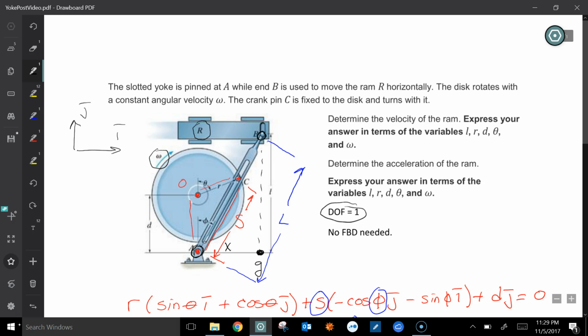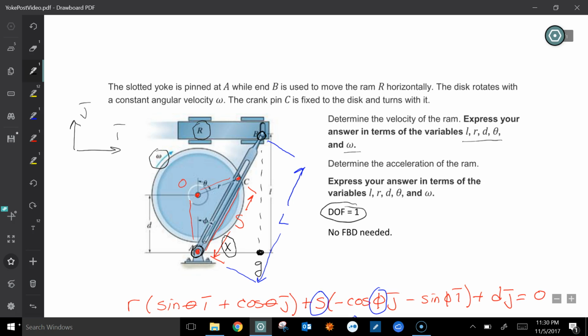The position of the ram is given by this distance x. So if you take a derivative of x, you'll get the velocity of this horizontal distance, which is the velocity of that slot in the ram. So x dot is going to equal the velocity of the ram. X double dot would be the acceleration of the ram. So the question really is to find the velocity and acceleration of the ram in terms of the values that are given. In this particular case, the author wants me to use these values here.